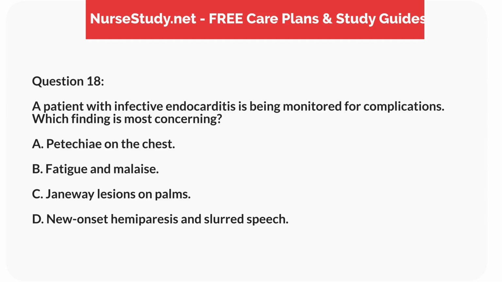Question 18. A patient with infective endocarditis is being monitored for complications. Which finding is most concerning? A. Petechiae on the chest. B. Fatigue and malaise. C. Janeway lesions on palms. D. New onset hemiparesis and slurred speech.